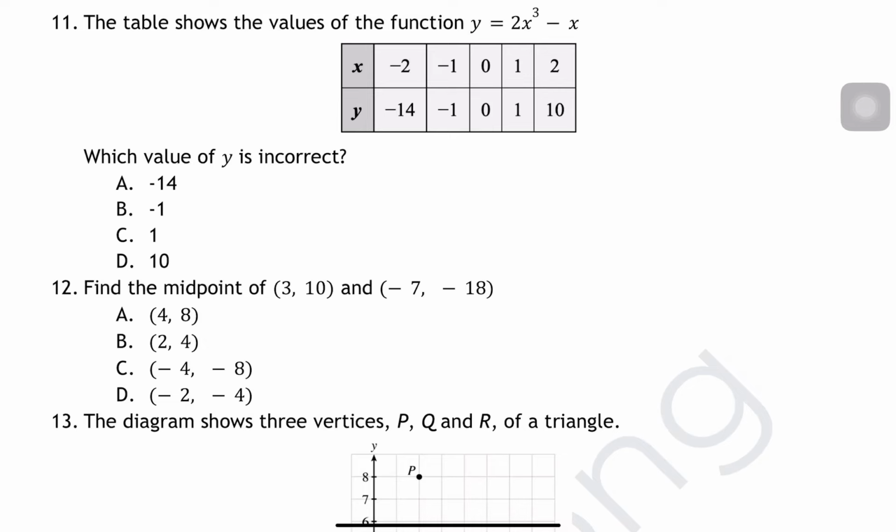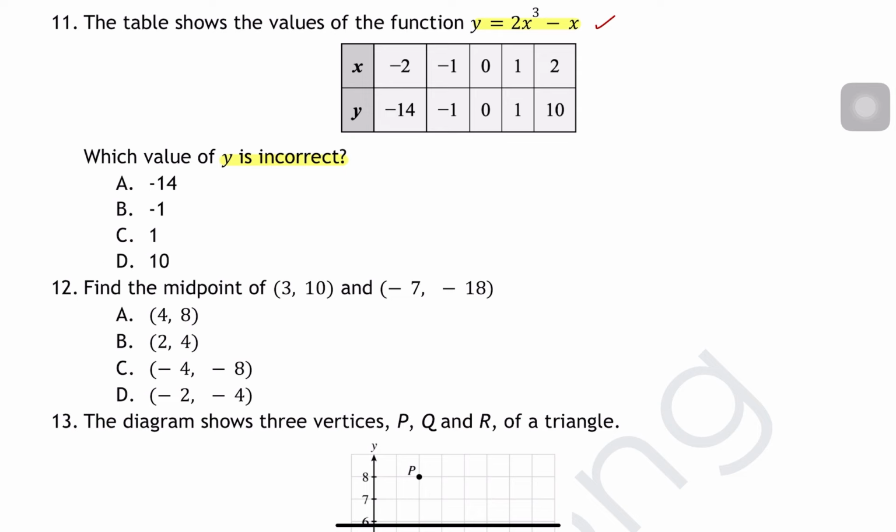Alright, so this is our second part of your UASA Form 2 Paper 1, Section A. So we are discussing your question 11 until question 20 here. So 11, the table shows the values of the function where you are given an equation here, right? So which value of y is incorrect? Over here, you will just need to do some basic substitution into your equation to find whether your left-hand side and right-hand side are equal or not equal, right?